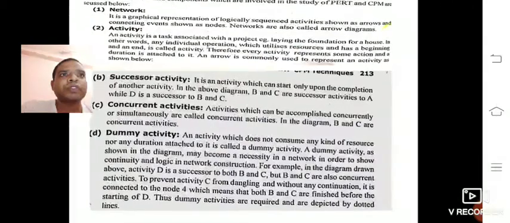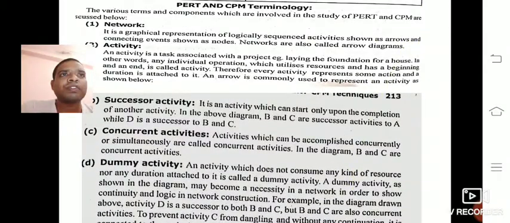Now we come to the terminologies which are going to be used in the PERT CPM techniques. The first term is network. It is a graphical representation of logically sequenced activities, shown as arrows and connecting the events, shown as nodes. The network is a graphical representation, or we can call it an arrow diagram, in which events are connected by activities shown as arrows.